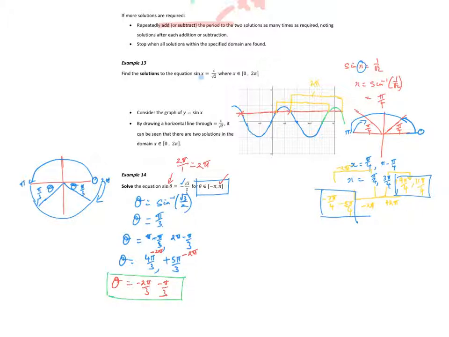Now it's quite possible I could have got them starting from 0 and going backwards. 0 minus pi on 3 is negative pi on 3, and all the way around back to here makes that negative 2 pi on 3. But I don't mind you getting into the habit of starting with 0, going around the circle once in a positive direction, getting your first two solutions, and then adding and subtracting the period to get the solutions that fit inside the domain.